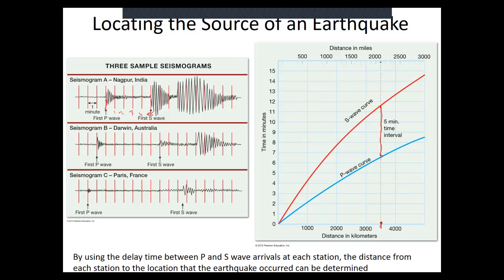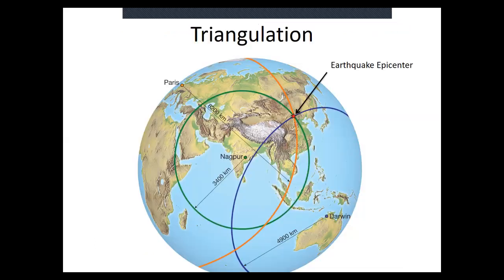It means that the earthquake occurred at about 3,400 kilometers from Nagpur, India, where that seismogram was recorded. So what we do is we plot the location of that seismogram on the map, and we draw a circle with that distance as its radius. So in this case, 3,400 kilometers. Because we know that the earthquake occurred 3,400 kilometers away from that seismogram, the earthquake could occur anywhere on that circle. We still have an infinite number of potential locations for the earthquake, any point on that circle.